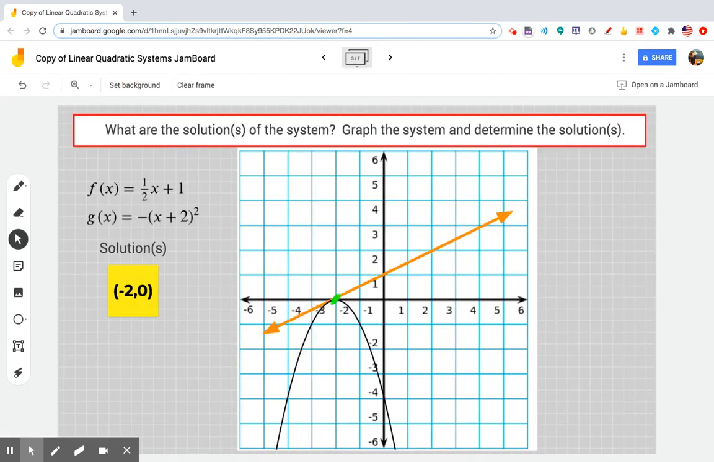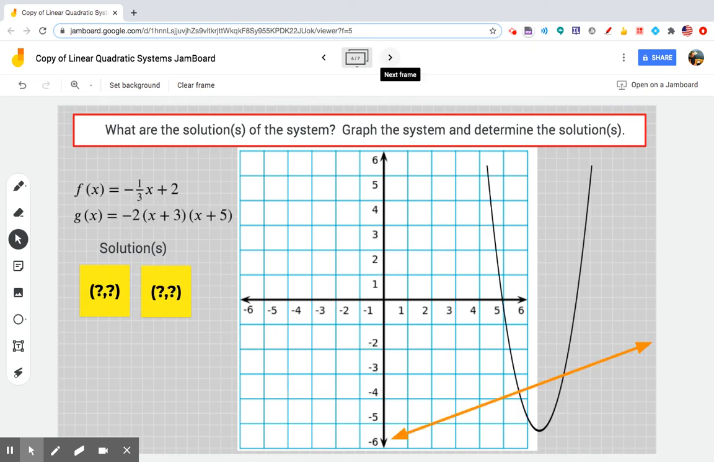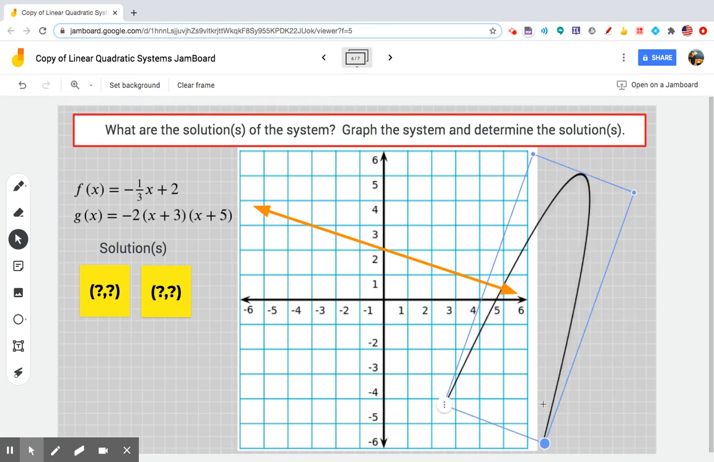We've seen examples where there's 2 solutions and 1 solution. Let's check out the next frame. My linear function is going to have a negative slope and a positive y-intercept. So I'll drag it up to 2 for the y-intercept, but then I need to adjust my slope so that it is -1/3. I'm looking to the right and left to make sure that it's a slope of -1/3. Okay, good.